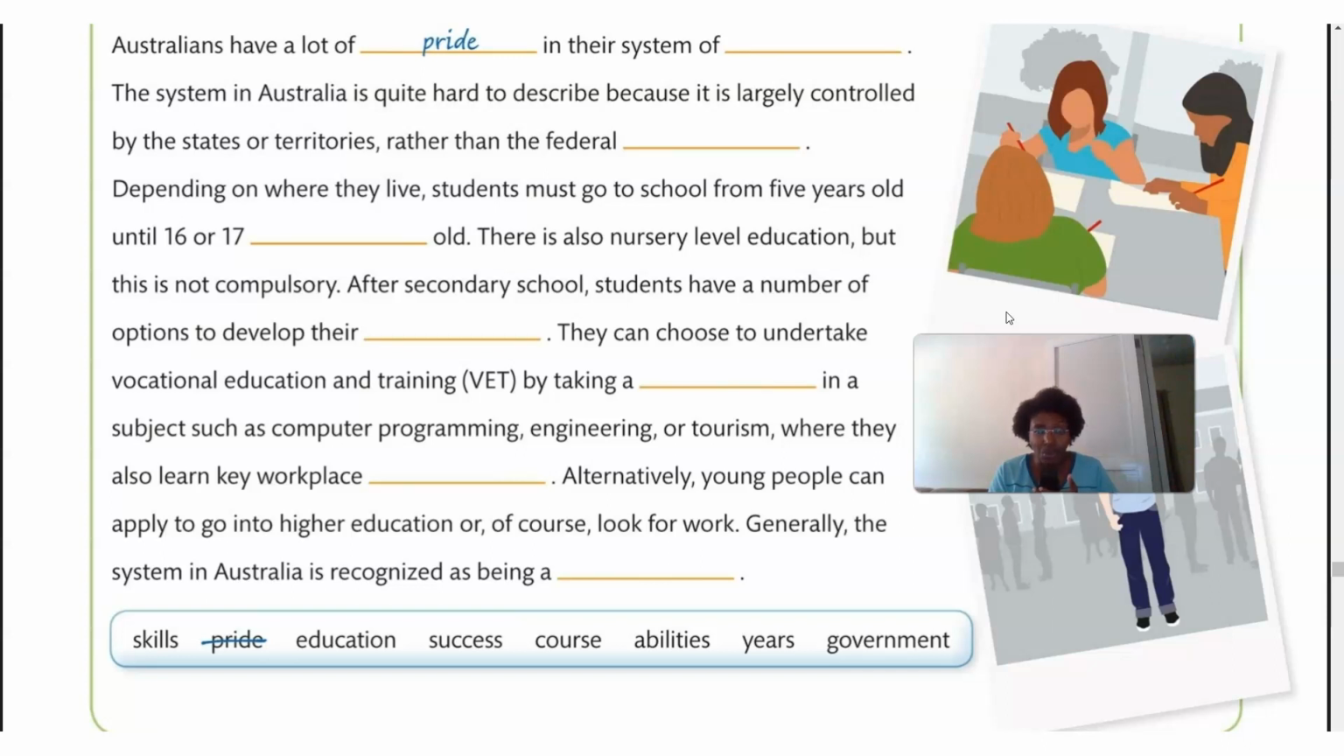After secondary school, students have a number of options to develop their abilities. They can choose to undertake vocational education and training, VET, by taking a course in a subject such as computer programming, engineering, or tourism, where they also learn key workplace skills. Alternatively, young people can apply to go into higher education or, of course, look for work. Generally, the system in Australia is recognized as being a success.